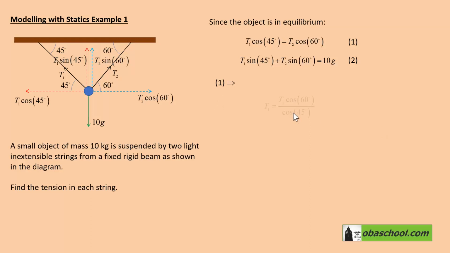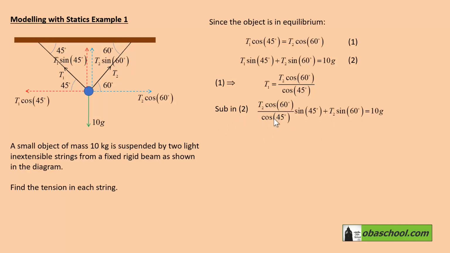Rearranging equation 1 gives me that T1 is equal to T2 cos 60 divided by cos 45. And then I can substitute that in here for T1. So we'll sub into 2, and we have T2 cos 60 over cos 45 times sine 45 plus T2 sine 60 is equal to 10g. Factor out the T2 would be the next step.